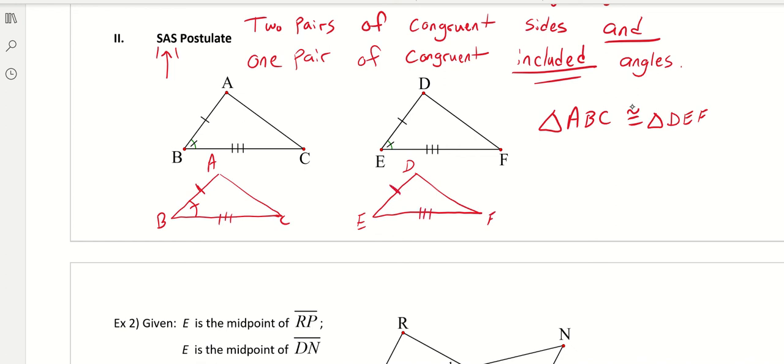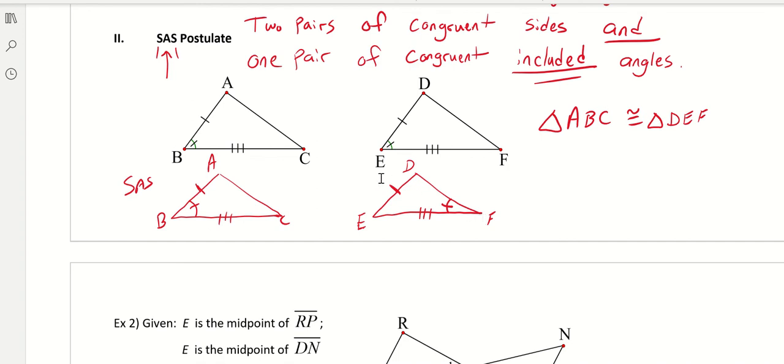Remember the included side, I'm sorry, the included angle is angle E here. Angle E is going to be our included angle. But if I tell you that angle F is congruent to angle B, this is side angle side, right? So side, side, included angle. This is side angle side. But this over here, F, is not an included angle, right?